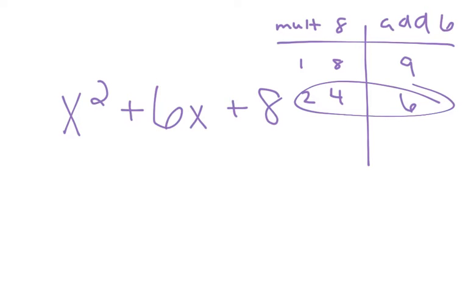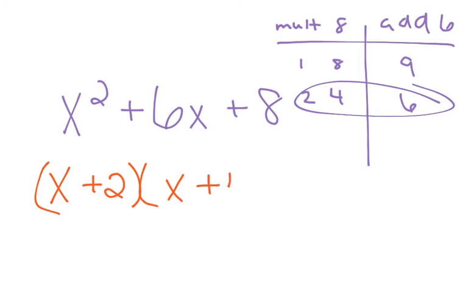So we go ahead and we write it. We've got x plus 2 and x plus 4. It doesn't matter if you put the 4 first or the 2 first. Remember, it's multiplication, so it's interchangeable.